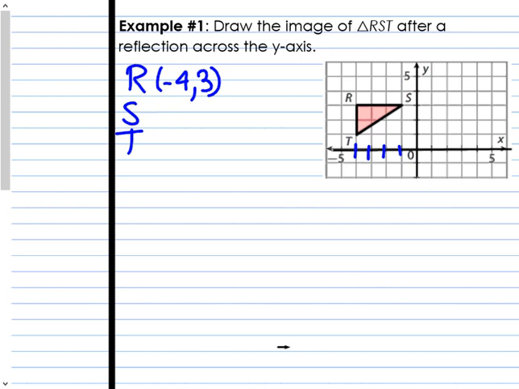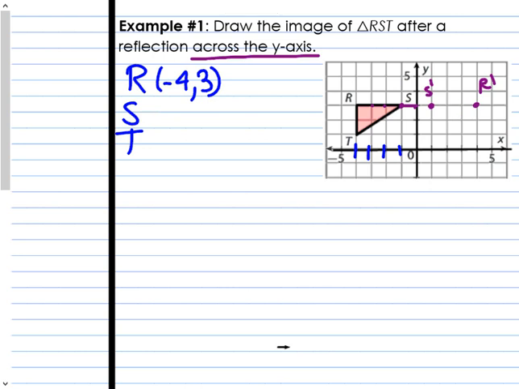So start off with S. S is one coordinate away, 1 point away from the y-axis, which is the line of reflection. And we are reflecting across the y-axis. So since it's one point to the left, there's my new S, S prime. R is 1, 2, 3, 4 away from the line of reflection. So 1, 2, 3, 4. Here is R prime. Let me erase these so you don't get confused.